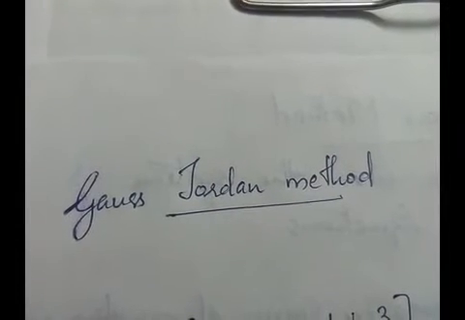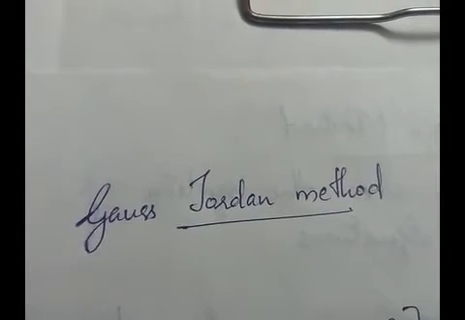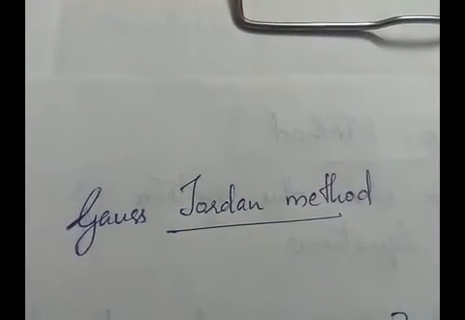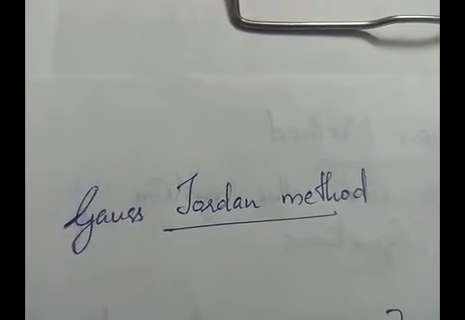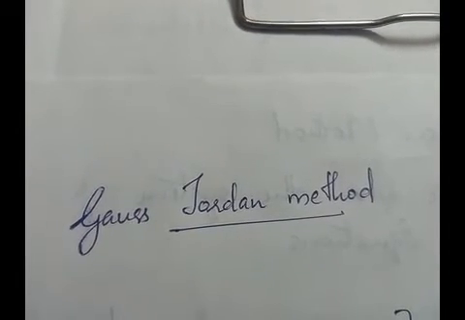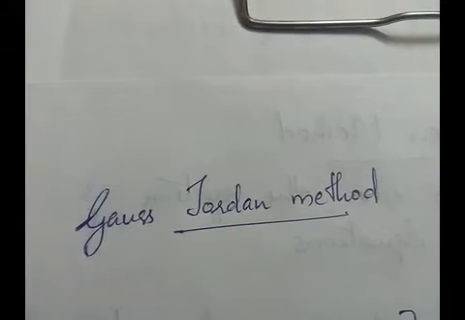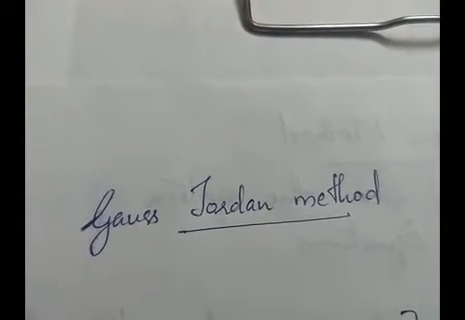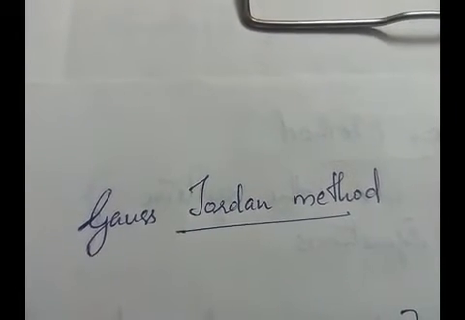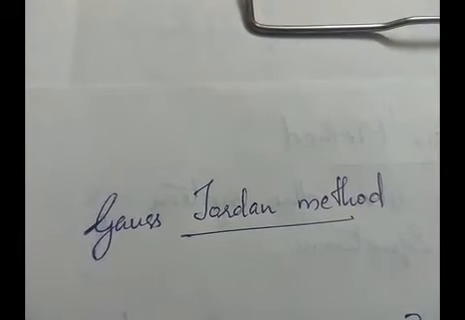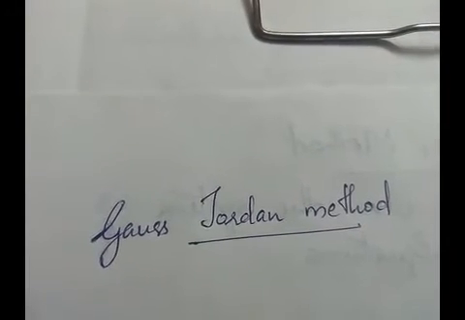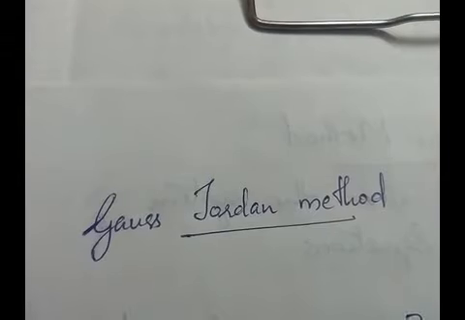Next direct method is the Gauss Jordan method. This is also used to solve a system of linear equations. The difference is that it is a modification of the Gauss elimination method, where instead of converting the augmented matrix to an upper triangular matrix, we convert it into a diagonal matrix or a unit matrix. That means we convert the augmented matrix to a matrix where the elements above and below the diagonal elements are converted to 0. That is the diagonal matrix.